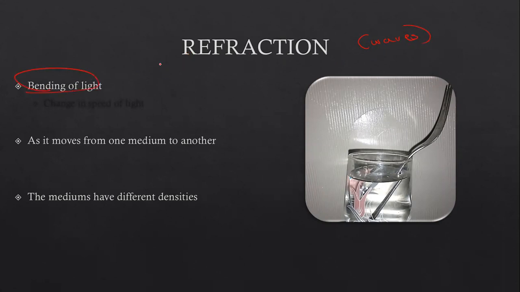It's when light is moving and then it bends as it moves from one medium to another. So for example, from air to water. As light moves from one medium to another, there's a sort of bend. And this is because these mediums have different densities.